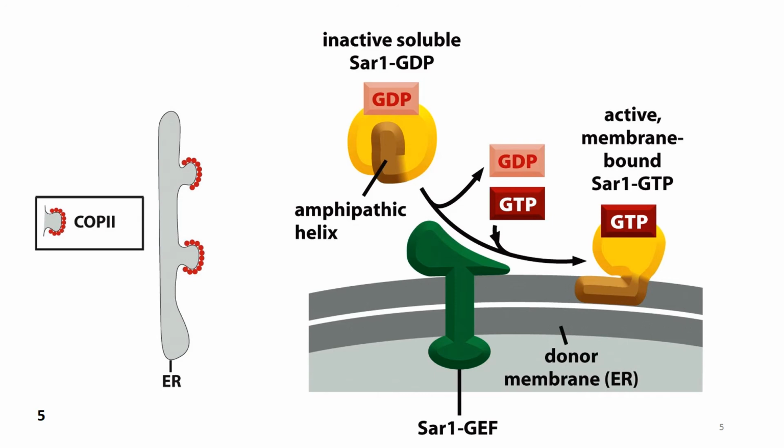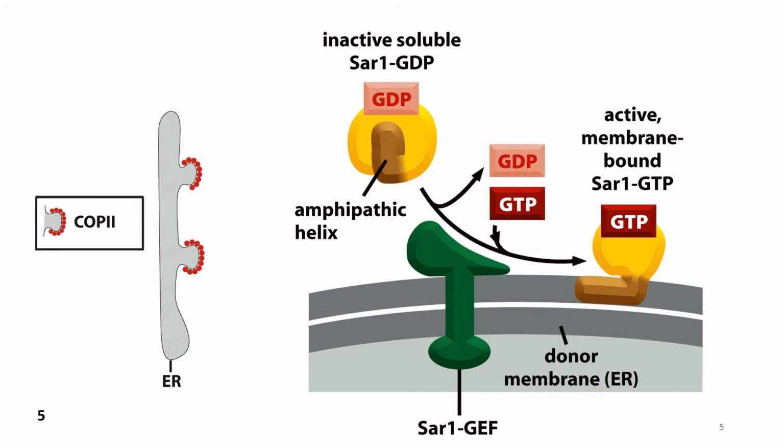What the video left out is that SAR1 contains an amphipathic helix that is hidden when SAR1 is in the GDP bound form. When SAR1 GDP approaches the ER donor membrane, it will encounter a guanine nucleotide exchange factor for SAR1, the SAR1 GEF, and that exchange factor will cause the release of GDP and the binding of GTP. When SAR1 is in its GTP bound state, the amphipathic helix is now exposed, and the hydrophobic side of that amphipathic helix associates with the outer face of the ER membrane.